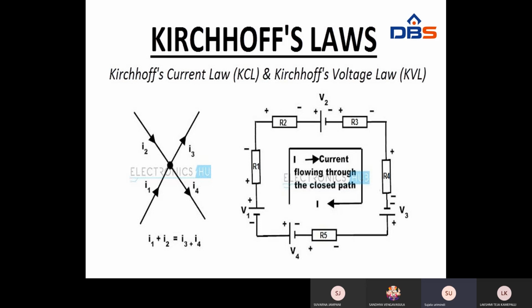In the third step, we have to write the equations. How do you write the equations? We all know that the algebraic sum of the voltages is equal to 0. According to Ohm's law, voltage is equal to current into resistance, V is equal to I into R.